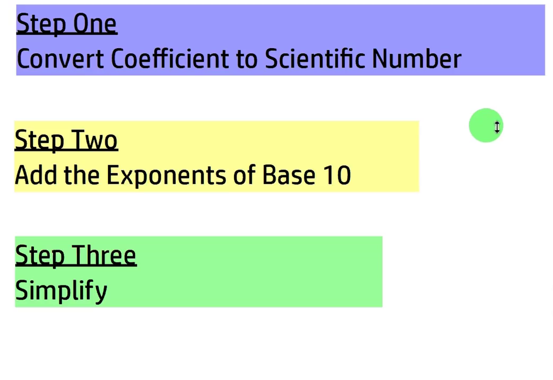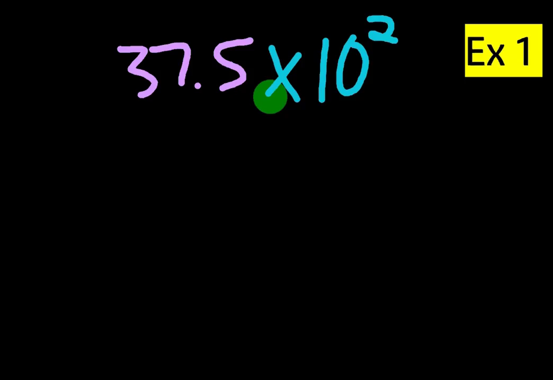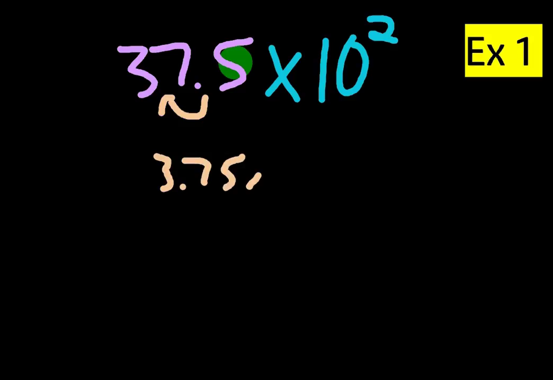Okay, so our first step is going to be simple. We're going to convert that coefficient to a scientific number. Again, another name for the coefficient is the Mantissa. It's the number in front of the base 10 in your scientific number. So we need to take this number and convert it to scientific. This one's going to be real easy because we're going to take our decimal, move it 1 to the left, and therefore it's going to become the opposite, not 10 to the negative 1, but 10 to the first.